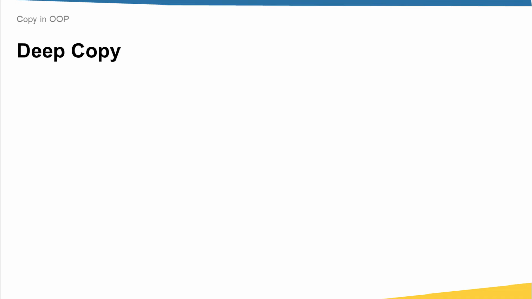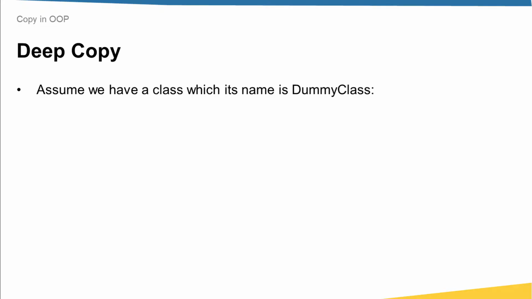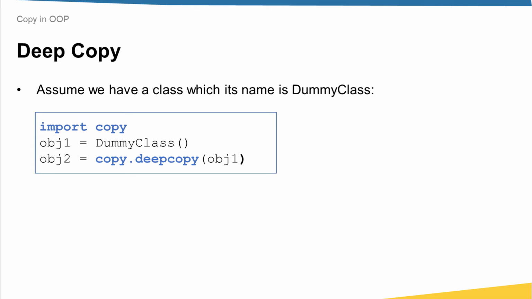I'm sure right now that the question in your mind is how I can create a standalone copy. In other words, if I change this copy's value, the original will not be changed. The answer to this question comes from deep copy. So again, let me assume that I have a class, its name is dummy class. I'll define an object from this class, object1 equal to dummy class.